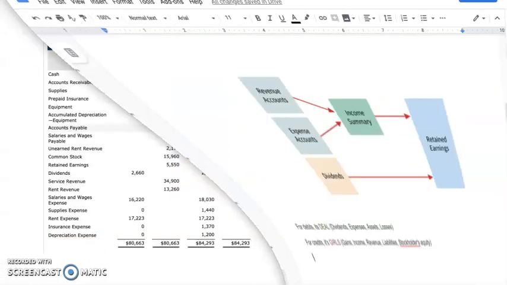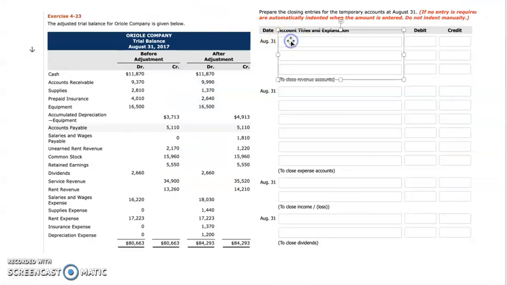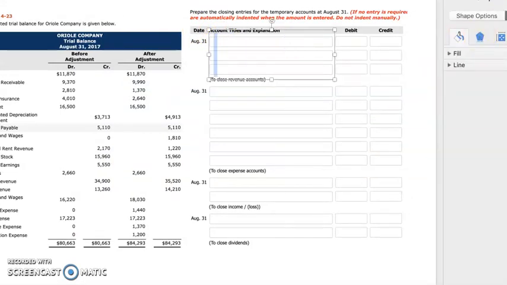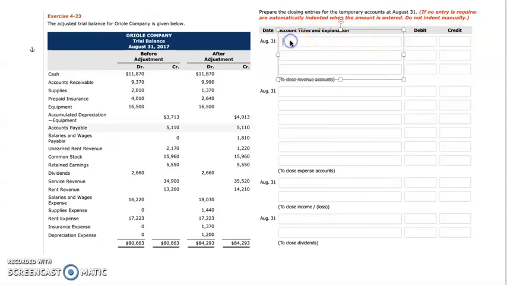All right, so we're going to come here, and we are going to look for the revenue accounts. So right here we have service revenue and rent revenue. So I'm going to go and type those in. And rent revenue. Okay. And then you want to look at the after adjustment, not the before adjustment, because we're closing out these accounts. All the adjustments have been made. So that's what we're going to be doing here.